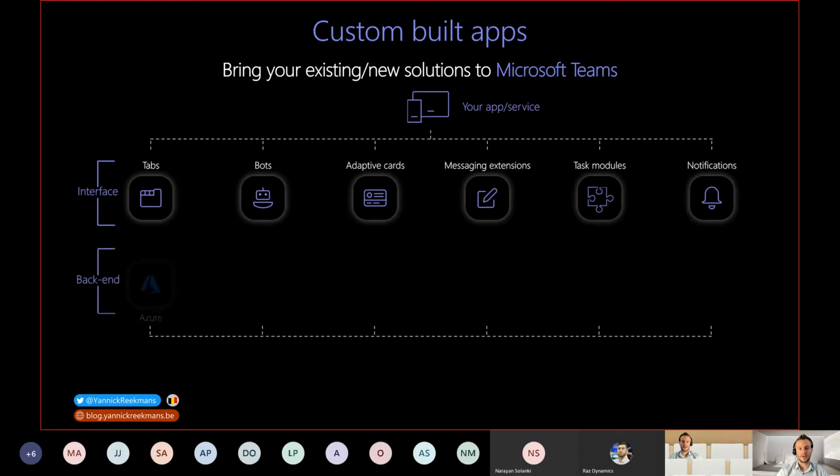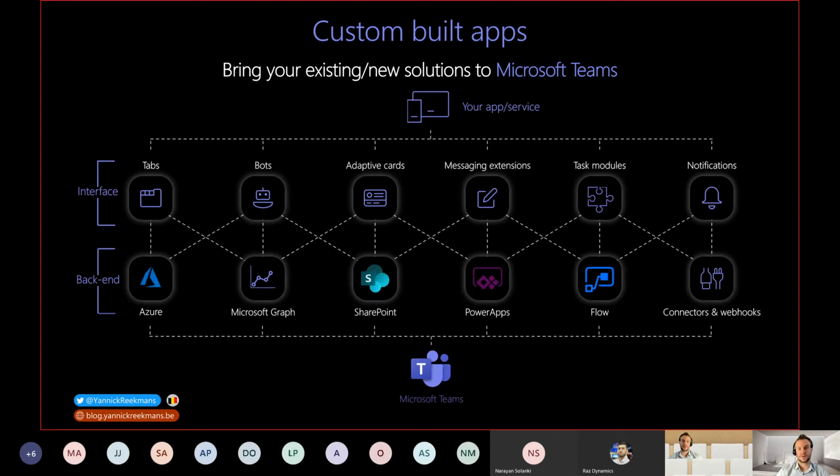And then the last category are the custom-built applications. This is where you bring your existing or new solutions to Microsoft Teams. And to surface your application in Teams, it needs an interface. So that's either a tab or a bot, an adaptive card, a messaging extension, or a task module. You can use connectors and webhooks to do some notifications. And then, of course, there is a backend. We see most of the applications that are built use a backend on Azure for the custom code. They interact with Microsoft Graph to get data out of the environment, build some resources on SharePoint, integrate with Power Apps and Flow. So those are the building blocks, but of course, you can use any other backend system that you'd like. And then you connect it to Microsoft Teams.